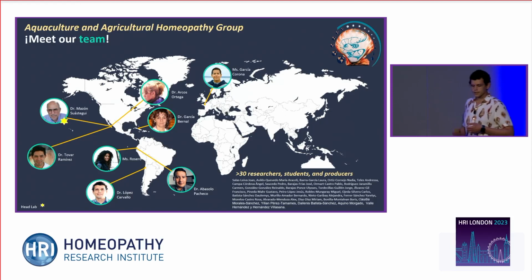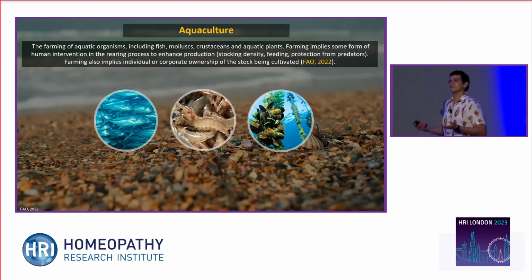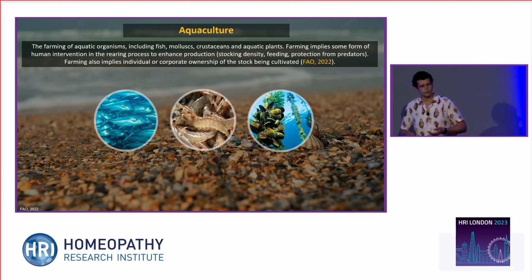So first, let's start defining aquaculture. It's a pretty simple definition. It's the farming of aquatic organisms. But this farming implies basically the intervention of humans. We can control stocking densities, feeding, protection from predators. So we want to increase the production of aquatic organisms.